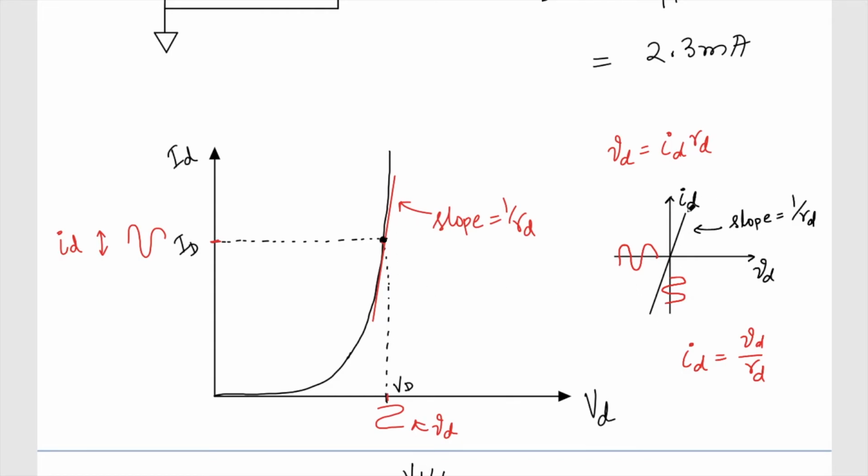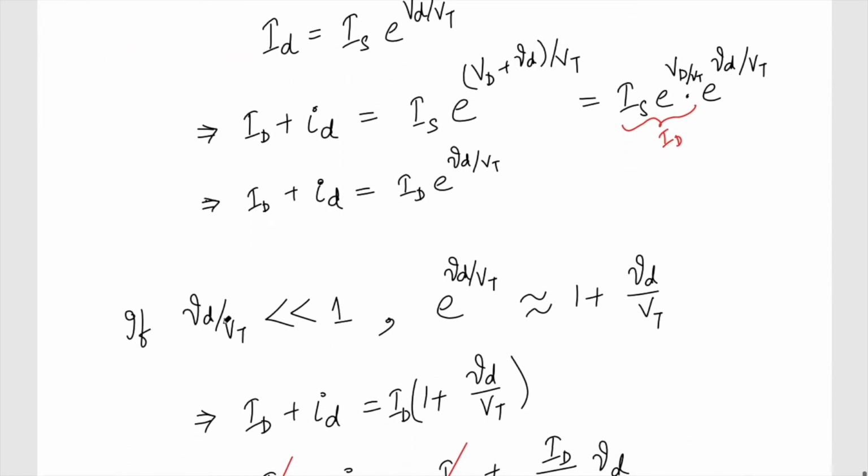Basically, we want to just linearize the whole thing, or approximate the whole thing with a straight line, because what we have assumed is that the change is very small. In this case, we have approximated vd to be much smaller than Vt, and Vt we know at room temperature is 26 millivolt. So we can consider this vd to be varying maybe 5 millivolt or 6 millivolt.